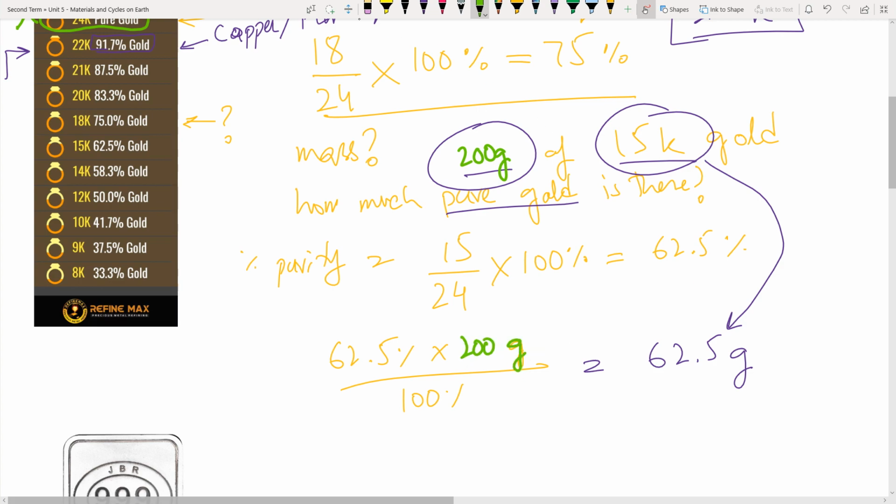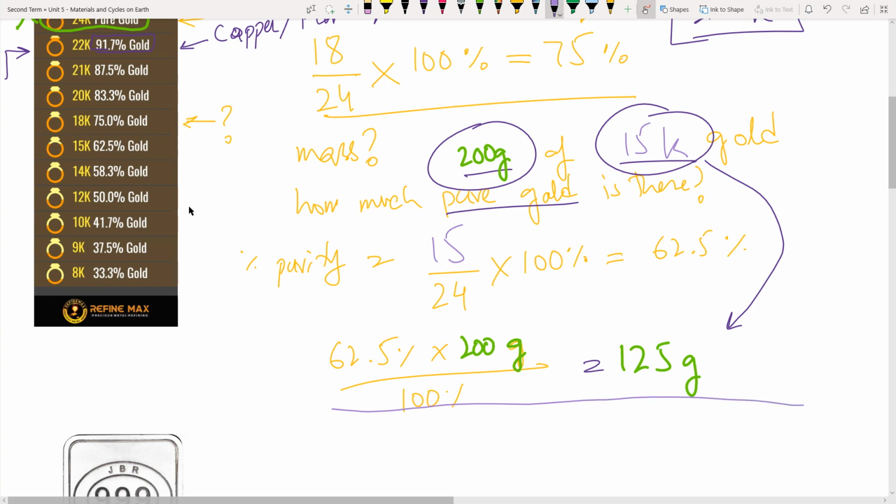So out of 200 grams, what is this going to be? It is going to be 125 grams. If you do this in the calculator, you'll see that it turns out to be 125. So out of 200 grams, only 125 grams of 15 karat gold will be pure. I'm just going to change the color so that you can have a better understanding. This is 15 karat, so you don't confuse which number is going where. And let me just move it here. 15. So this is how we calculate mass in any given quality of the gold.